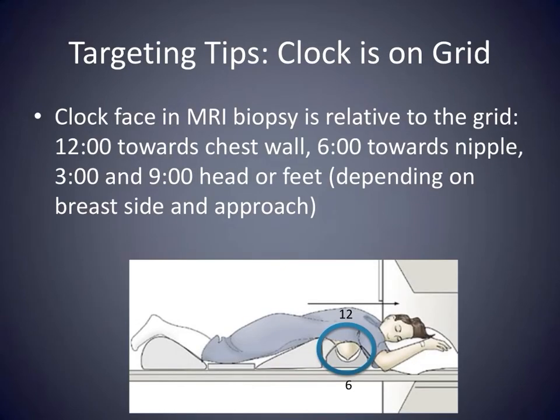First, let's get oriented. When we're talking about the location of the lesion, the clock phase for MRI biopsy is relative to the grid. So imagine the patient is in position prone on the scanner. The 12 o'clock position is toward the chest wall of the patient. 6 o'clock is toward the nipple of the patient. And 3 and 9 o'clock, depending on the breast side and the approach that you're using, will determine whether it's toward the head or the feet.